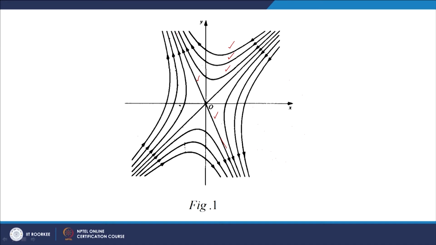So, they become asymptotic to one of the 2 half line paths, and therefore, this point at origin is a saddle point, and these non-rectilinear paths do not approach 0 0 as t goes to plus infinity or minus infinity.